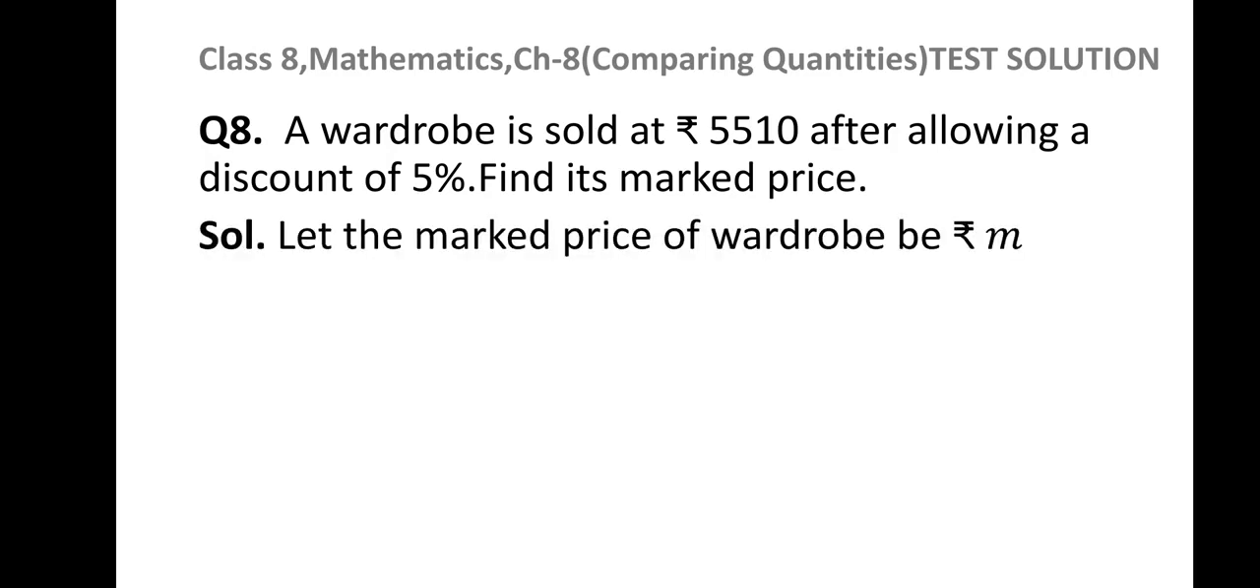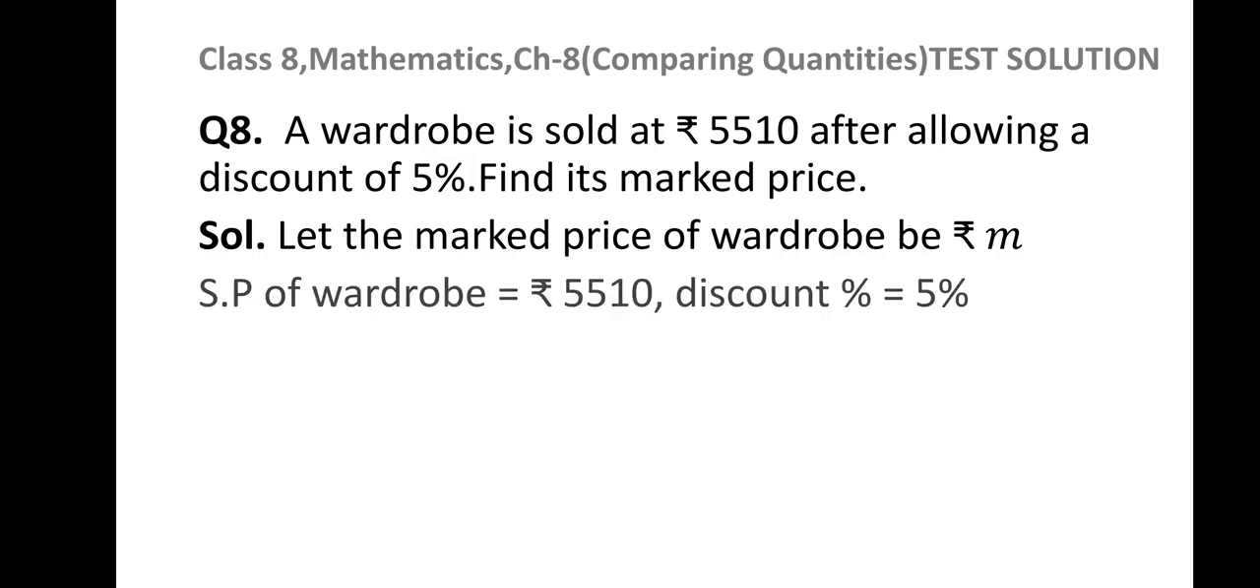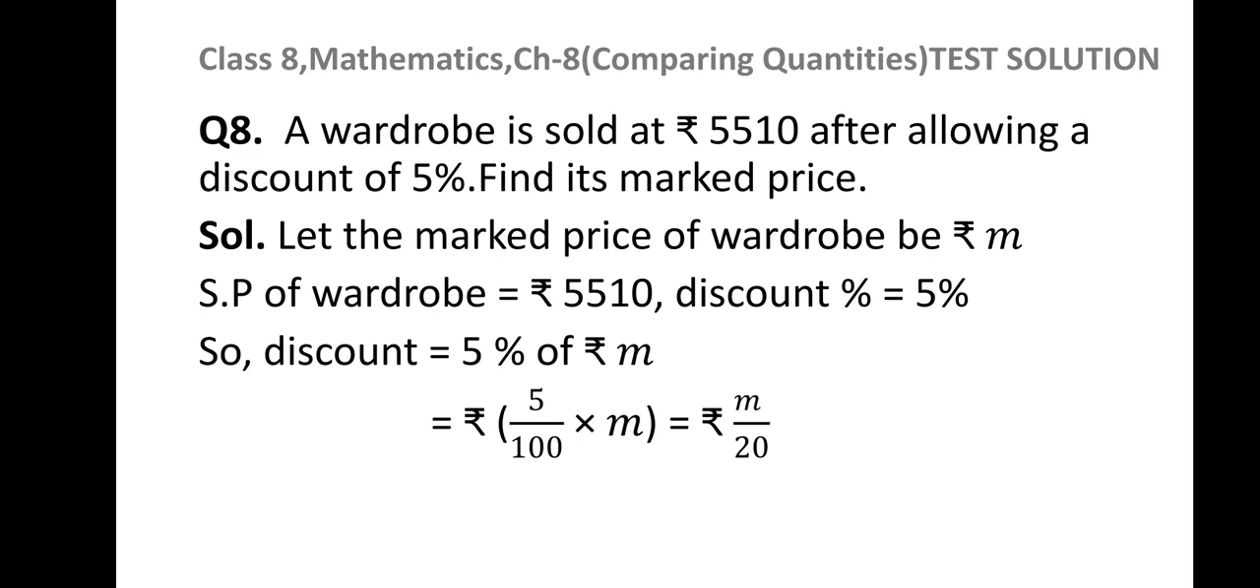So we have taken, let the marked price of the wardrobe be rupees M. SP of wardrobe is given to us as rupees 5,510. Discount percentage is 5%, and we know that discount is always calculated on the marked price. So discount will be equal to 5% of rupees M. So it will be 5 over 100 into M, that is equal to M over 20 rupees.